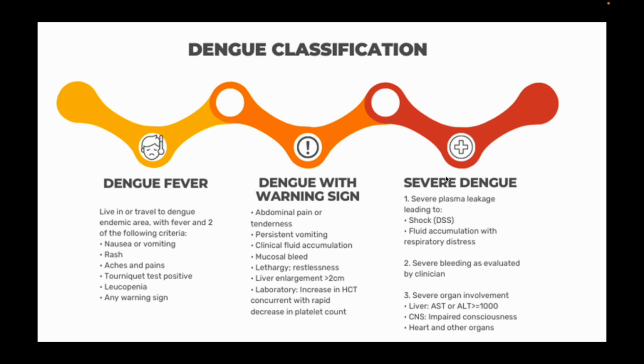While severe dengue is severe plasma leakage or severe bleeding or severe organ involvement like the liver, AST/ALT more than 1000, impaired consciousness, and shock. If any of these severe dengue features are present, then the patient must be immediately sent to an intensive care unit.